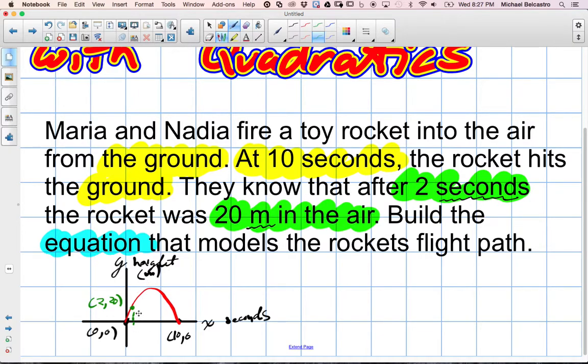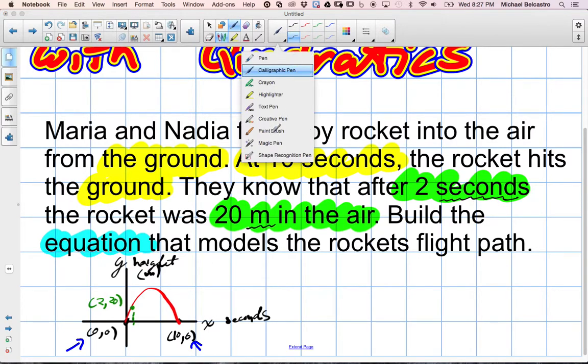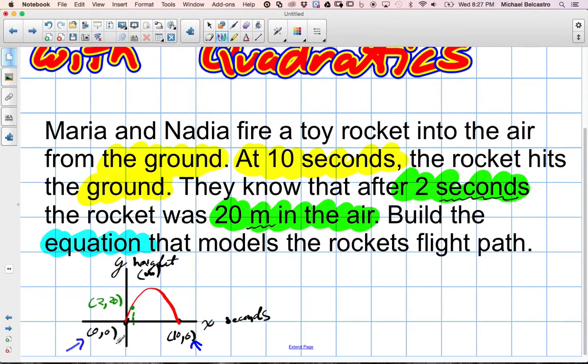We want to build the equation of this. So let's talk about the important parts of the parabola they've given us. Have they given us the x-intercepts? Yes. Have they given us the y-intercept? Yes, they have. That's important. How about the vertex? We could find it. We could, but is it given to us right now? No.